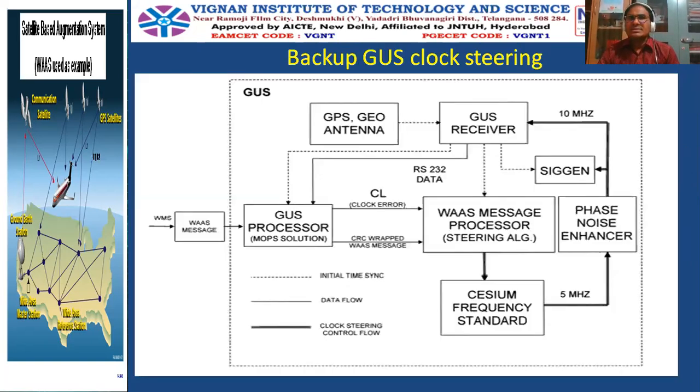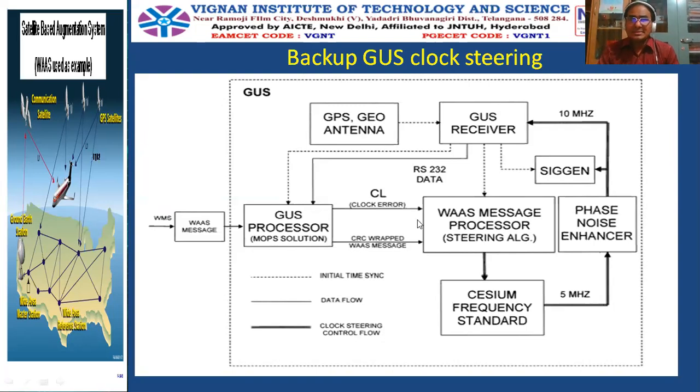So here, yesterday I think you have already drawn this block diagram, that is GUS clock steering. How do we correct the clock errors? The wide area master station will give the WAAS message, and that WAAS message will be the input for the GUS processor.